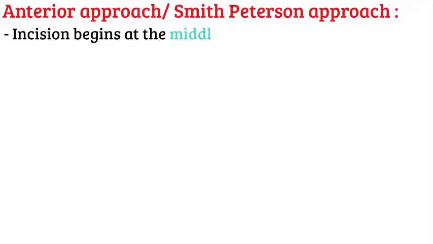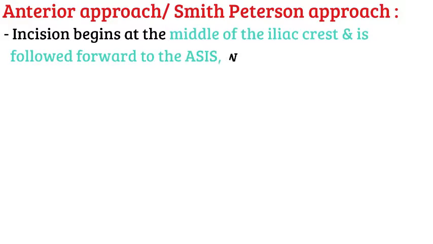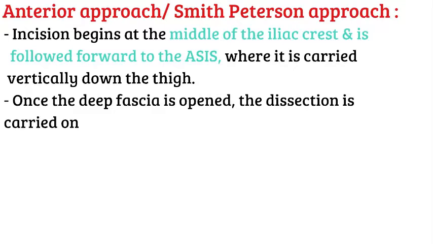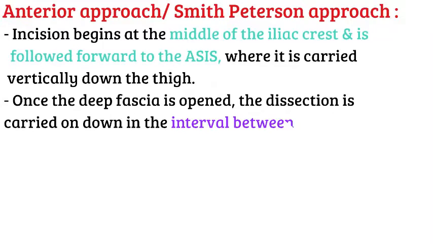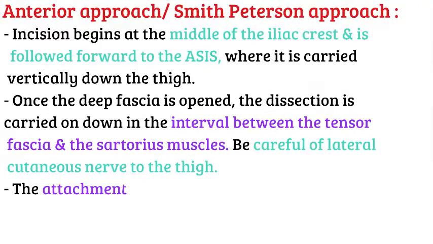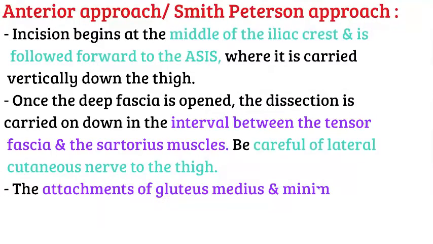The anterior approach: the incision begins at the middle of the iliac crest and is followed forward to the anterior superior iliac spine, where it is carried vertically down the thigh. Once the deep fascia is open, the dissection is carried on down in the interval between the tensor fasciae latae and the sartorius muscle.